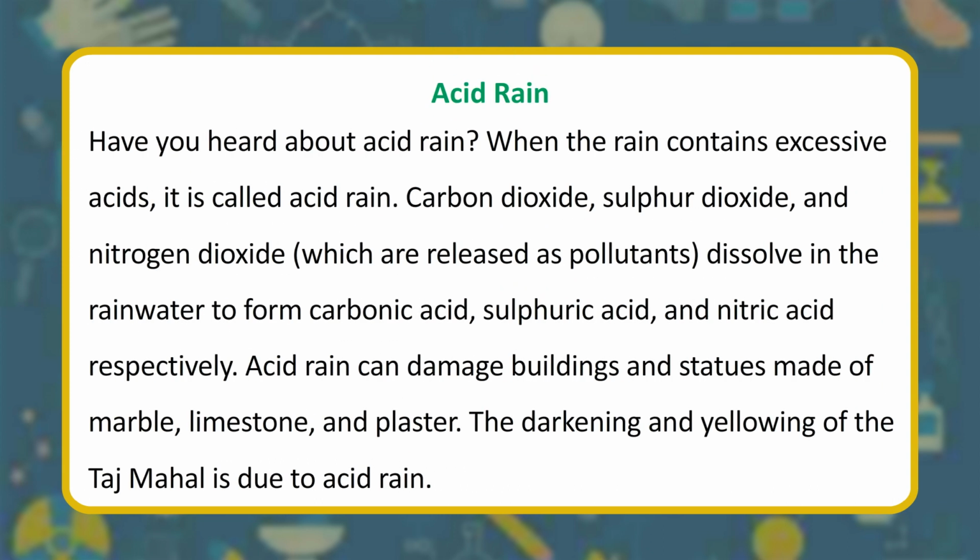Acid rain. Have you heard about acid rain? When the rain contains excessive acids, it is called acid rain. Carbon dioxide, sulfur dioxide, and nitrogen dioxide, which are released as pollutants, dissolve in the rainwater to form carbonic acid, sulfuric acid, and nitric acid respectively. Acid rain can damage buildings and statues made of marble, limestone, and plaster. The darkening and yellowing of the Taj Mahal is due to acid rain.